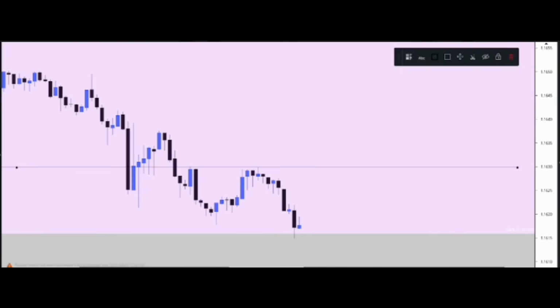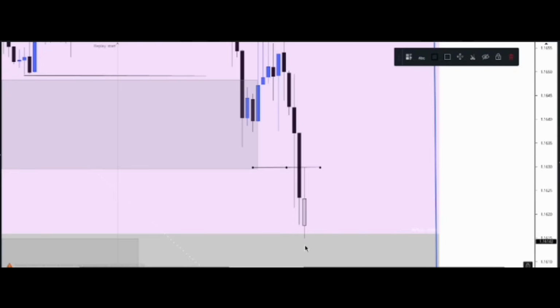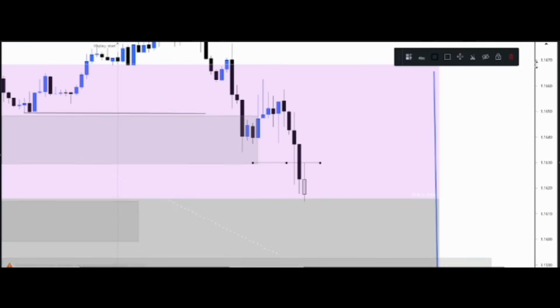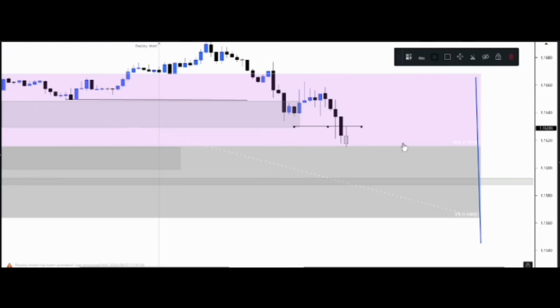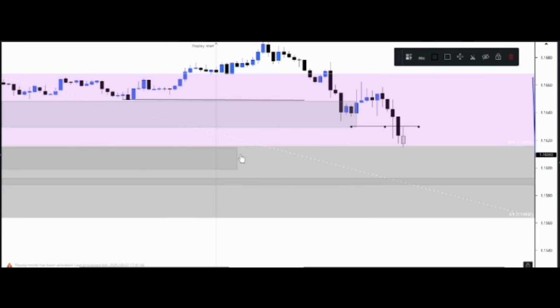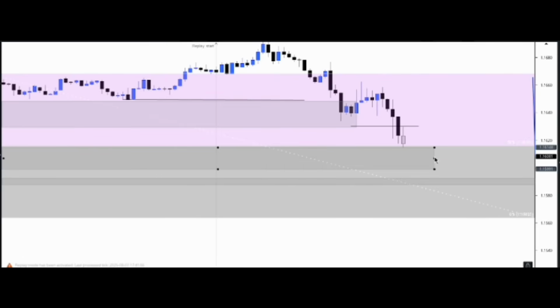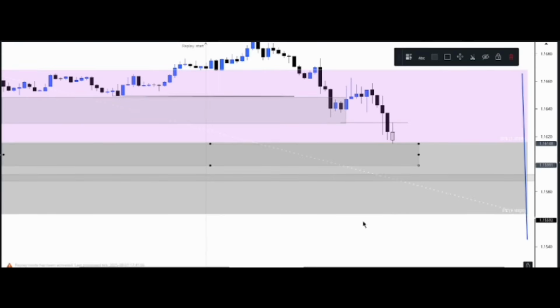Now let's get back to the 15M because something has tapped into this zone. Look at the zone we marked here, this one. But this is our dragon fair value gap. We don't want to take a trade from this place, even though price has tapped into it. For me personally, I don't want to take a trade from here. Why? I have a dragon fair value gap below it, and a dragon fair value gap is stronger than this.